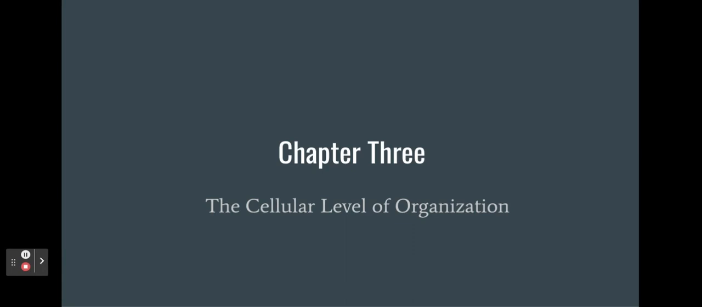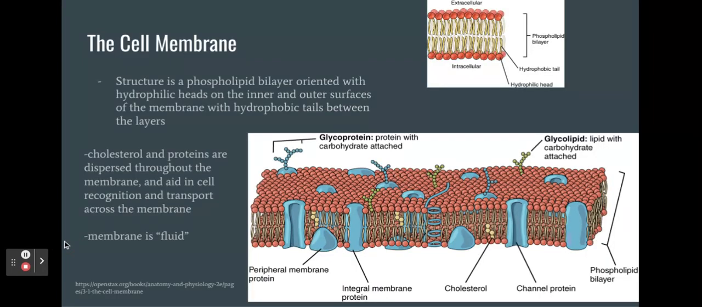That brings us to Chapter 3, the cellular level of organization. The cell membrane is the structure that surrounds the cell, separating the contents of the cell from the outside environment. The membrane is a phospholipid bilayer. Phospholipids form the structure of the membrane, with their hydrophilic heads oriented toward the intracellular fluid and the extracellular fluid, and their hydrophobic tails between the layers. Cholesterol and proteins are dispersed throughout the membrane and aid in cell recognition and the transport of substances across the membrane. The membrane is fluid, meaning that its components have movement.